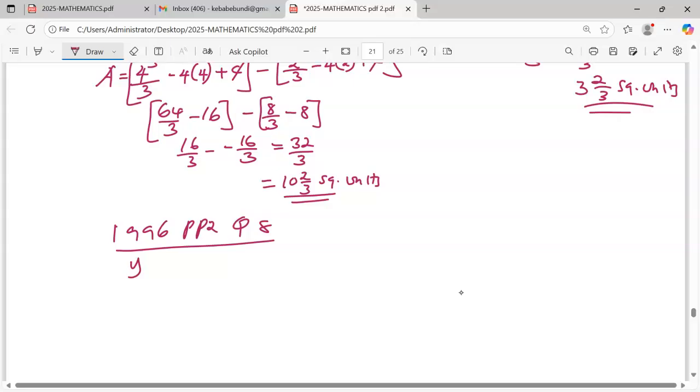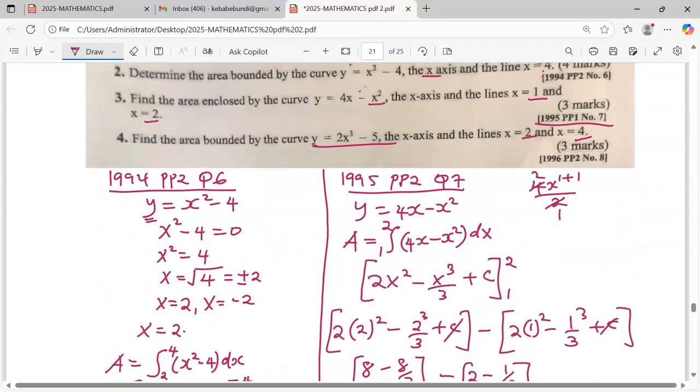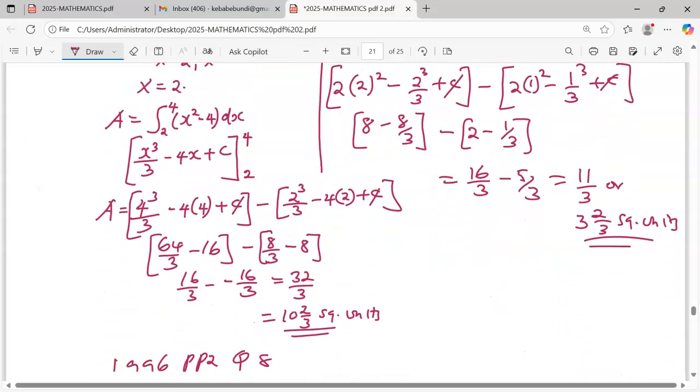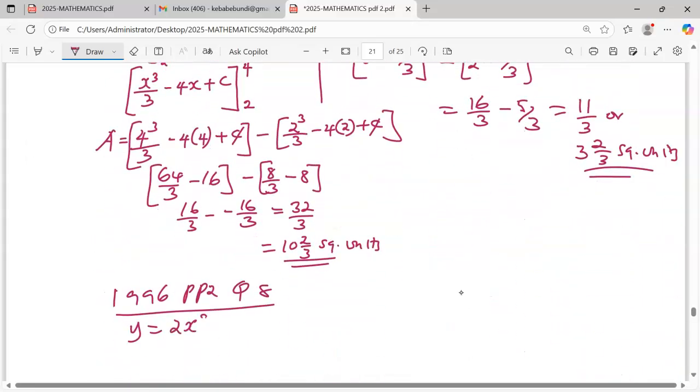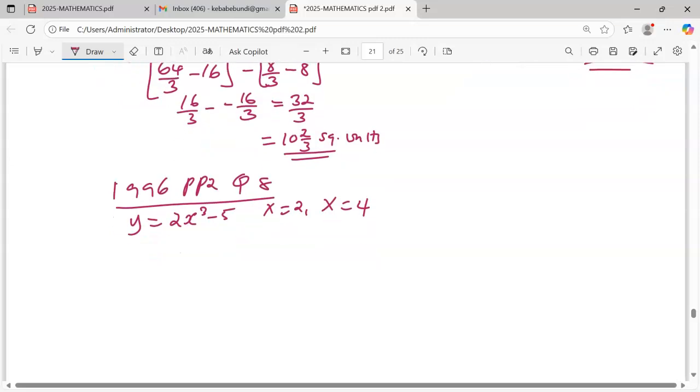And we are supposed to find the area of the region bounded by the curve y is equals to 2x cubed minus 5, between x is equals to 2 and x is equals to 4. Remember, area is going to be obtained through integration, and therefore, since we have the limits direct, area will be equal to the integral value of 2x power 3 minus 5 dx, and the limits are between x is equals to 4, and also x is equals to 2.